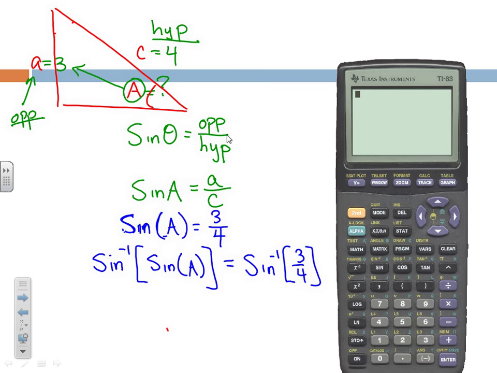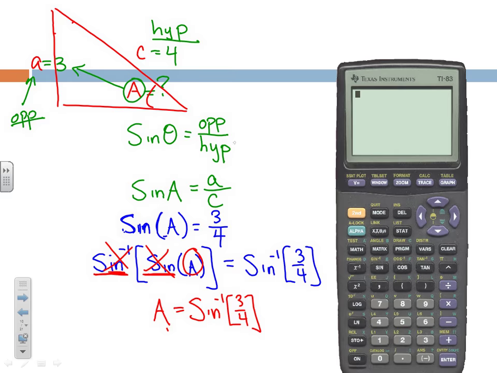On the left side over here, this inverse sine is going to cancel this sine right here. The inverse sine of sine just causes them both to cancel out, and on the left side we're just left with angle A. On the right side we still have the inverse sine of 3/4, and that's how we're going to get the value for angle A. We're going to do inverse sine of 3/4.